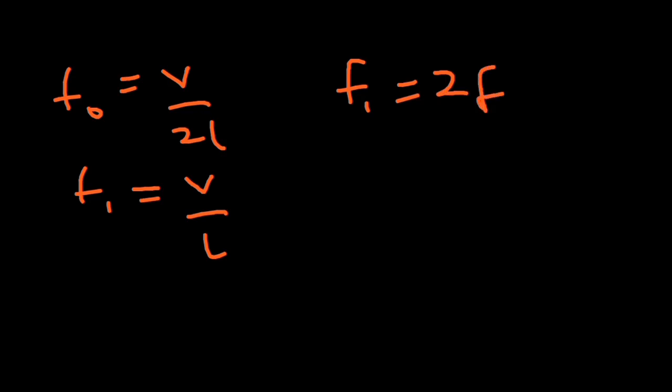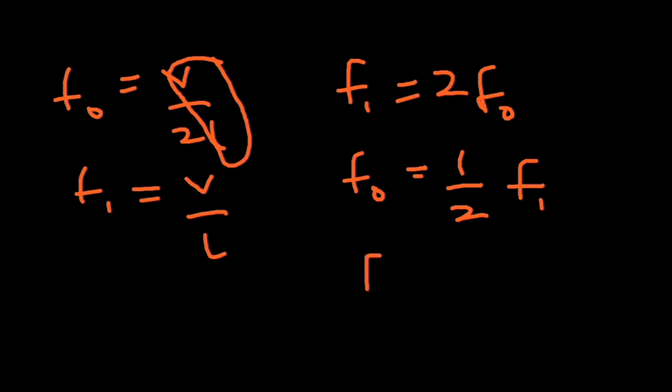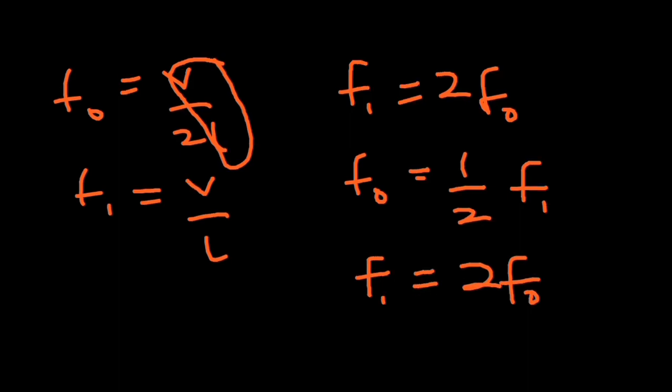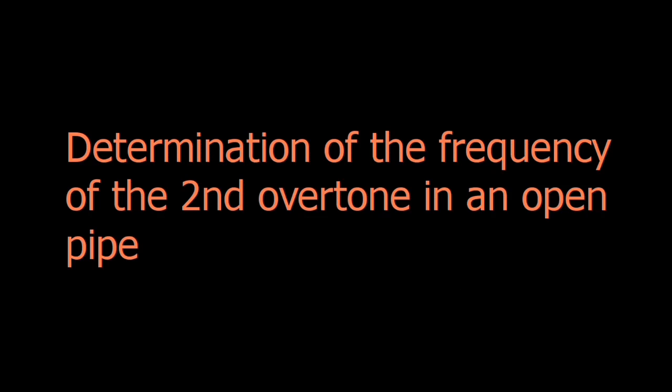But we already know that F0 is equal to V over 2L, and in this case F1 equals V over L. Then there is a relationship between F0 and F1, so that we can say F1 will be equal to 2F0. How do we generate this? Since we know that F0 was V over 2L, and clearly V over L is equal to F1, so that we can simply say F0 equals half multiplied by F1. That is, we take this as F1, so that cross multiplying we make F1 the subject. We have F1 equals 2F0. Therefore, we can say the frequency of the first overtone in an open pipe is twice the fundamental frequency of an open pipe.